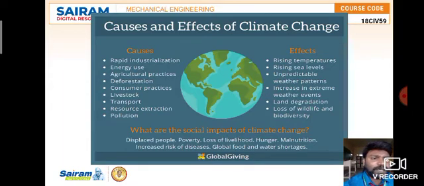So what are the social impacts of climate change? Displaced people, poverty, loss of livelihood, hunger, malnutrition, increased risk of diseases, and global food and water shortages.